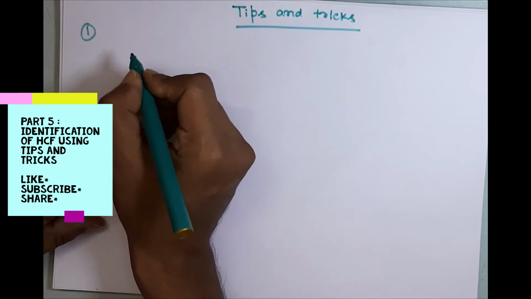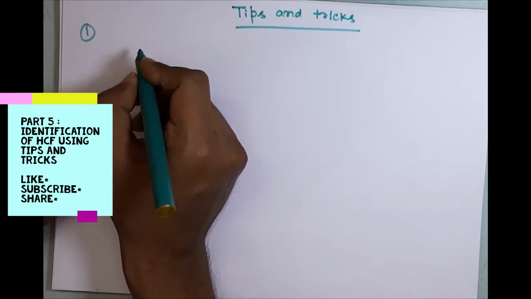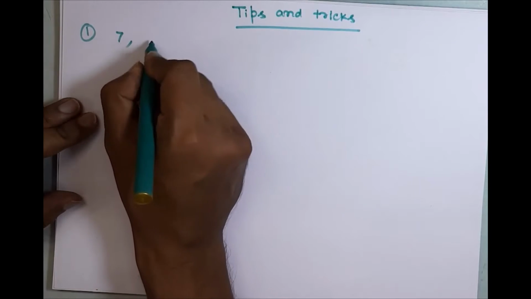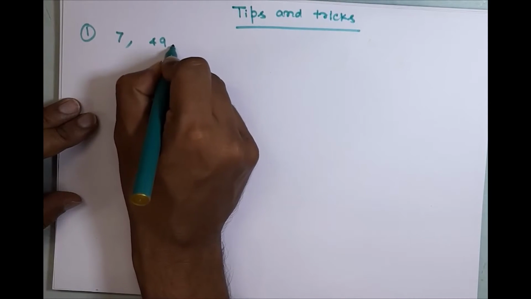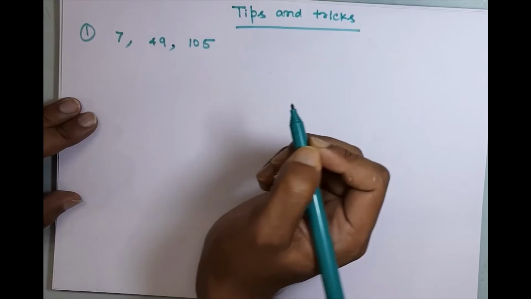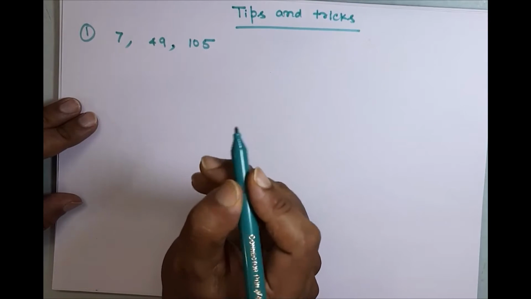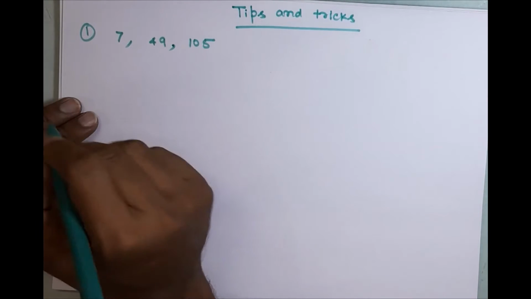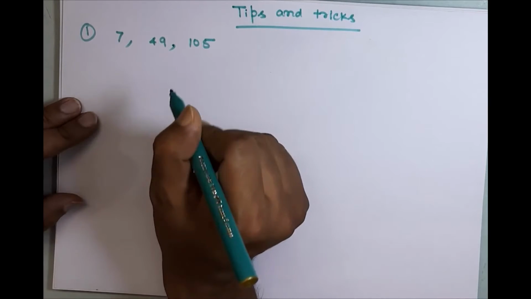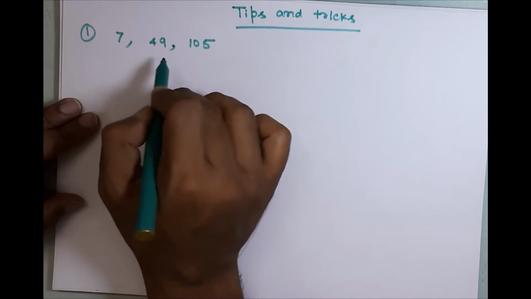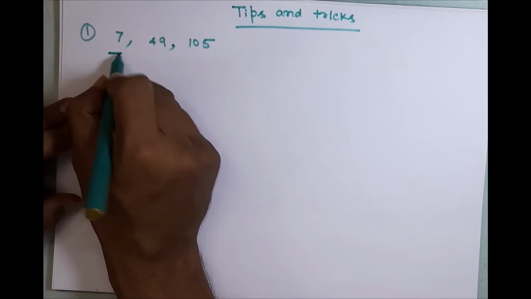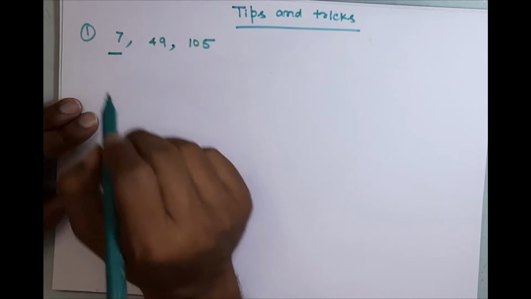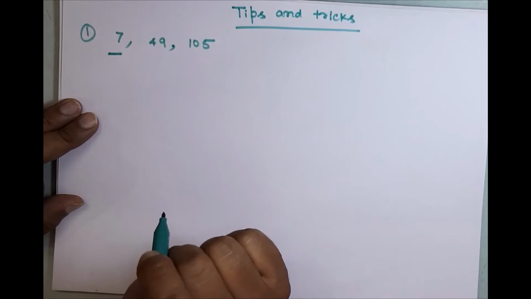The first trick: let us randomly pick some numbers for which we have been asked to identify HCF. Let us say 7 is one number, 49 is another, and 105 is another. The first thing we'll do is identify the smallest of all the participating numbers. Out of 7, 49 and 105, 7 is the smallest. Now we'll try to divide the rest of the numbers by the smallest number and see whether they are divisible or not.